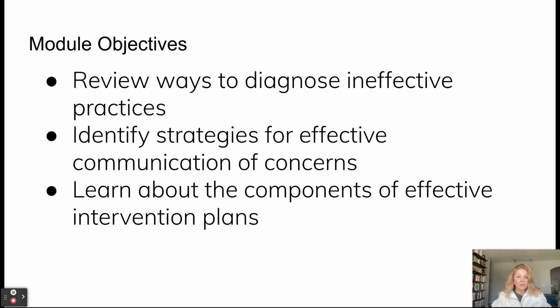There's 3 objectives for this module. The first is to find ways or review ways to diagnose ineffective teaching practices. Once we've identified and diagnosed what the ineffective practices are, and this is closely connected to the recognition and collection of evidence to support and identify effective teaching, we are then going to identify strategies to communicate concerns, and then we're going to learn about the components of an effective intervention plan.